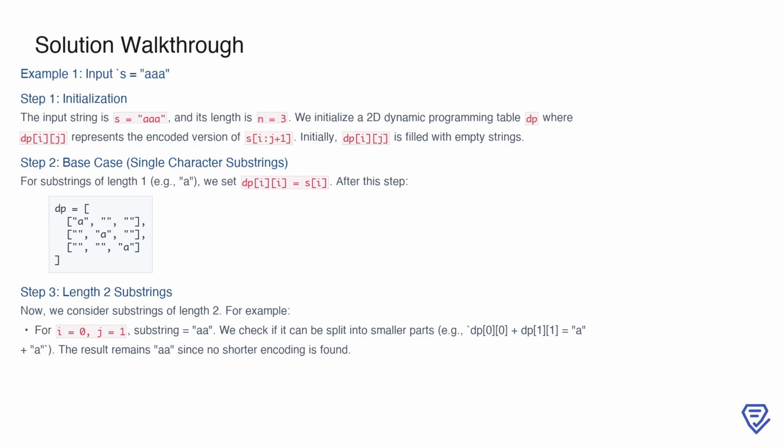By iterating through all possible partitions and repeating patterns in increasing order of substring lengths, we ensure that by the end of the process, DP[0][n-1] contains the shortest encoding for the entire string. Finally, we return this value as the result of the encode method.